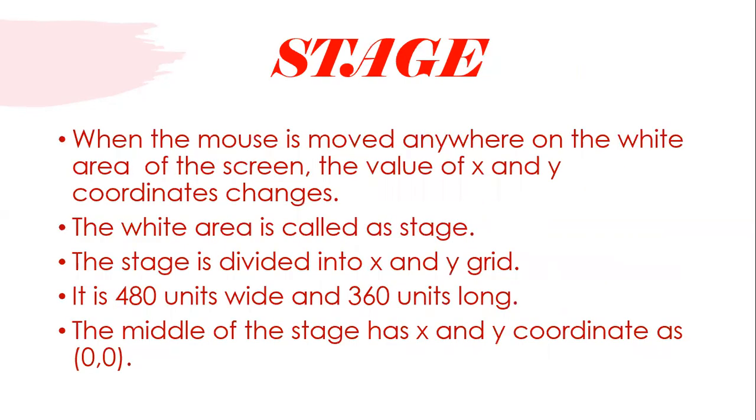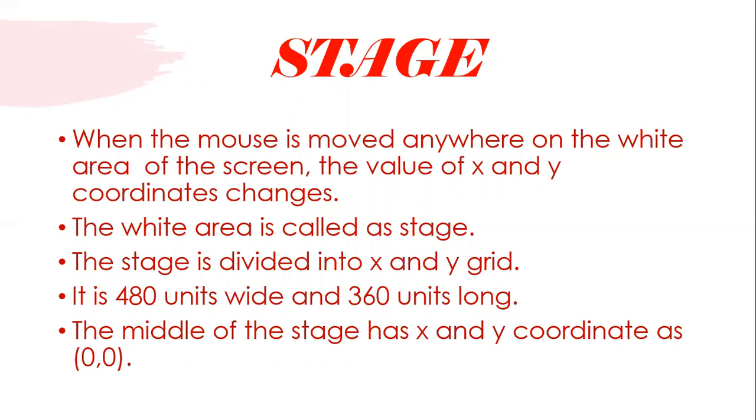Next, stage. Stage means when the mouse is moved anywhere on the white area of the screen, the value of x and y coordinates changes. There is some particular white area. As we will be joining those blocks in the script area, that will appear on this white area, which is called the stage. I will show the clear picture in the next slide, children.